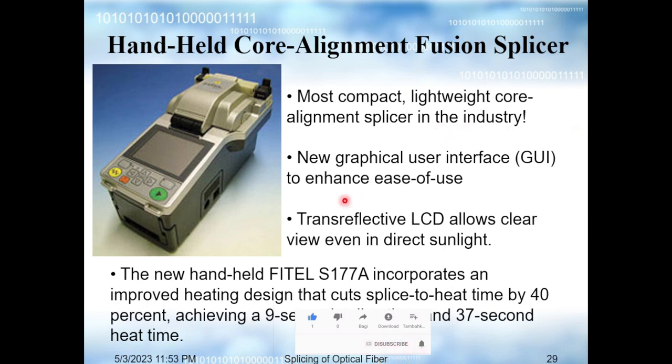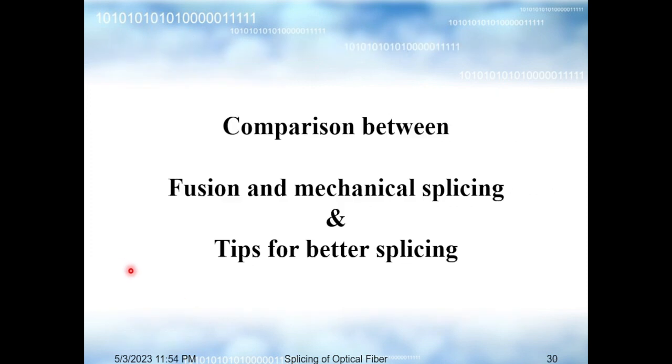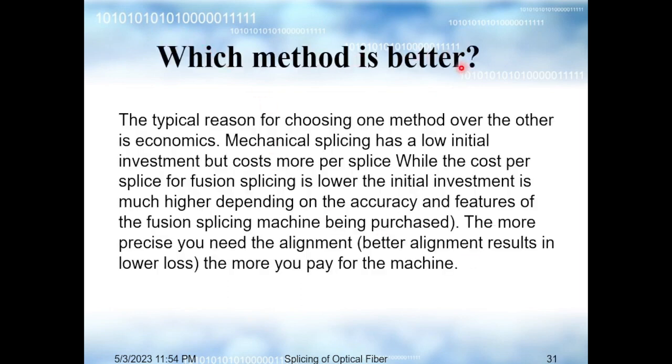Handheld core alignment fusion splicer. It's a simple splicing machine, a little bit bigger than a mobile phone. Most compact, lightweight core alignment splicer in the industry. New graphical user interface to enhance ease of use. Transflective LCD allows clear view even in direct sunlight. The new handheld FITEL S177A incorporates an improved heating design that cuts splice to heat time by 40%, achieving a 9-second splice time and 37 seconds heat time.